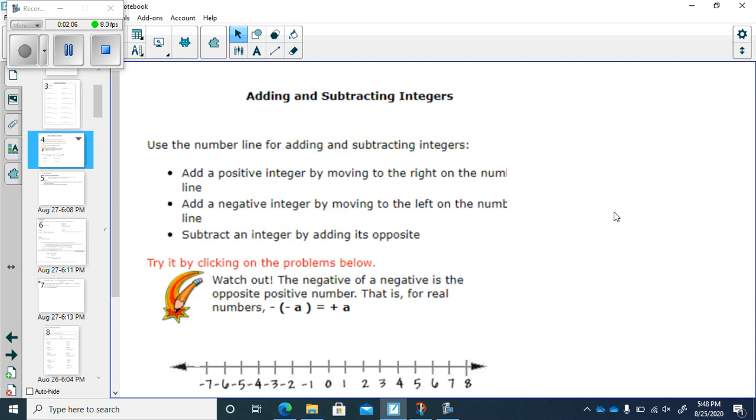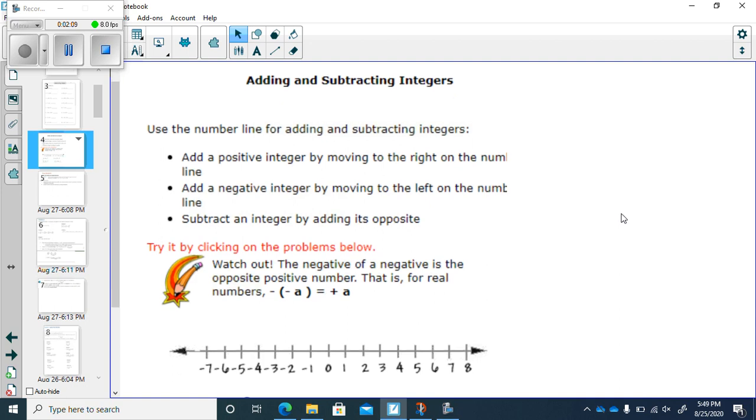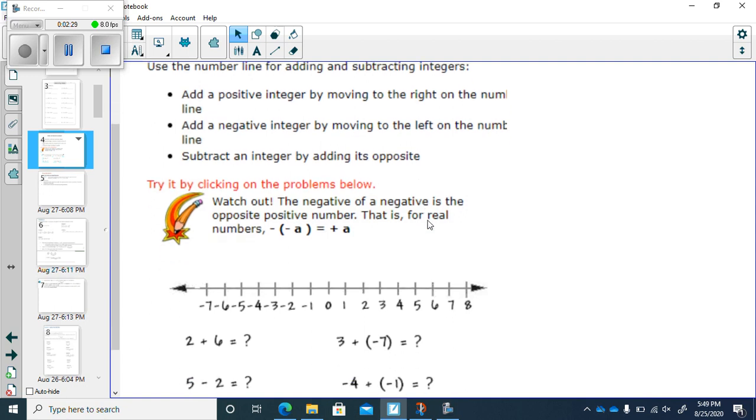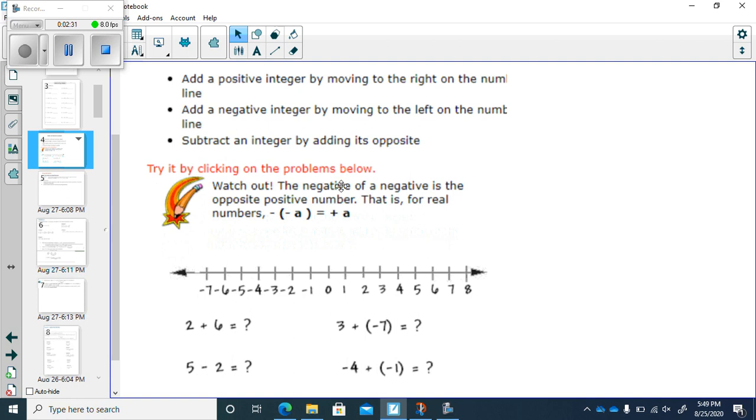Adding and subtracting integers. Another way to do this is to use a number line for adding and subtracting integers. If you add a positive integer, you move to the right on the number line. If you add a negative, you move to the left on the number line. If you subtract an integer, you change it to addition. You add its opposite, change it to addition, and then do it, okay? Remember, the negative of a negative is the opposite positive number. For instance, when you subtract a -a, it would be a +a.